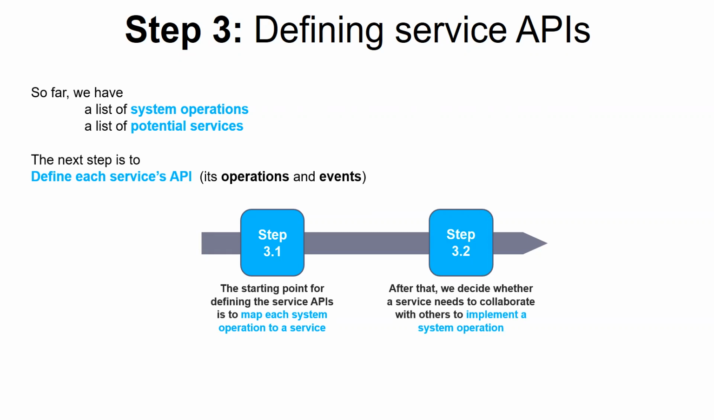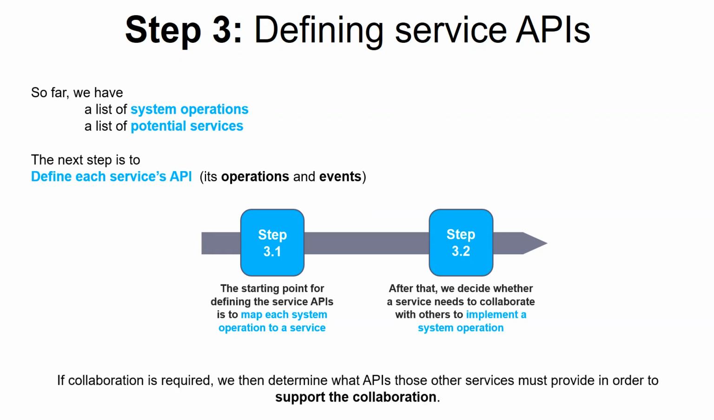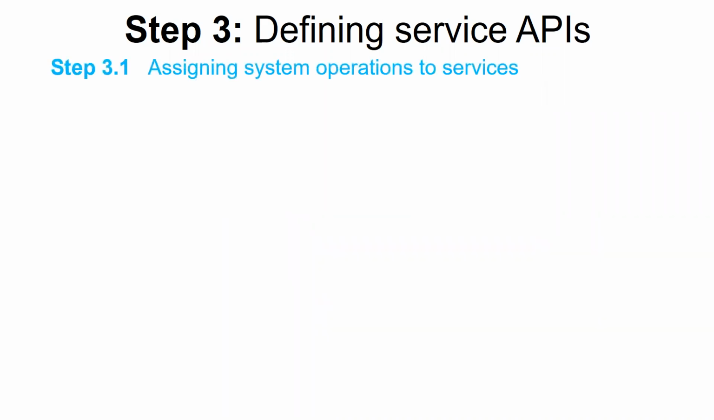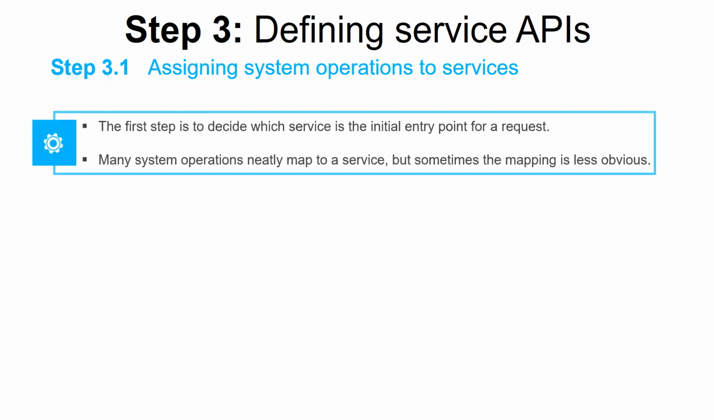If a collaboration is required, we will then determine what APIs those other services must provide in order to support the collaboration. Let's begin by looking at how to assign system operations to services. The first step is to decide which service is the initial entry point for a request.